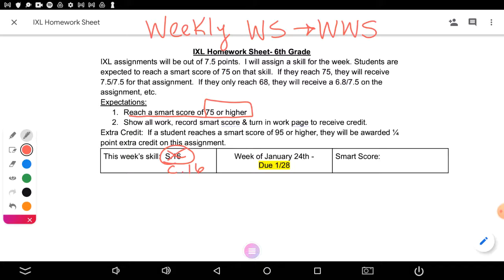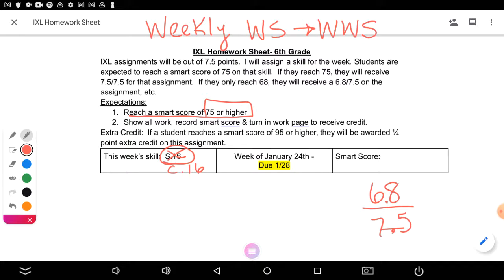If it comes Friday, and I'm going to pick on Kinley just because she's here in front, if she worked really hard on it on Tuesday because she didn't have a whole lot of homework, but then forgot about it, on Friday, whatever's in the computer is what your score is. So let's say she works really hard today and she gets up to a SMART score of 68. Okay? She's not going to get 100% on the assignment because she didn't get to the 75. Okay? She will get a 6.8 out of 7.5.